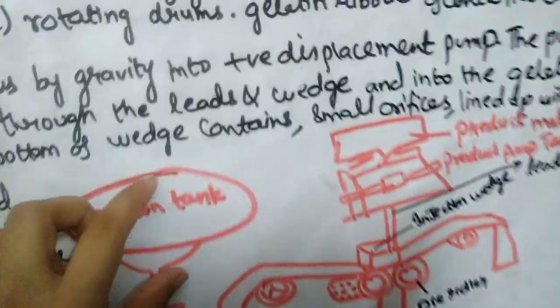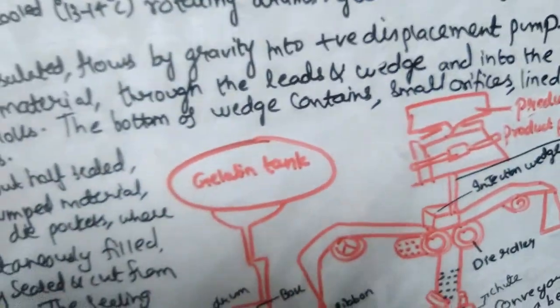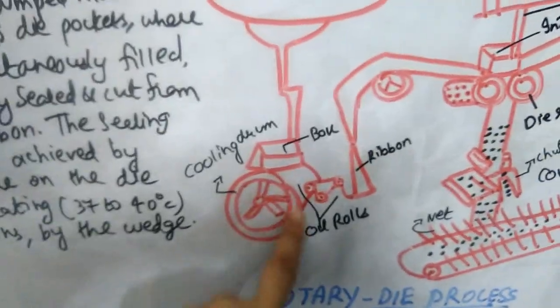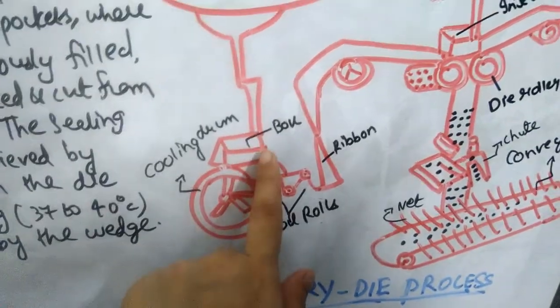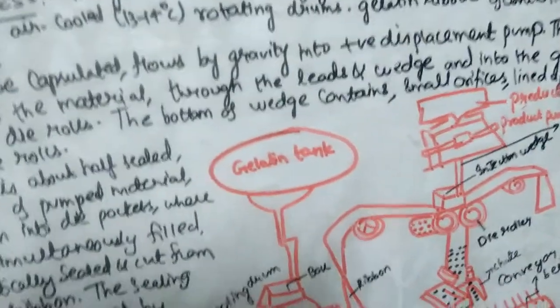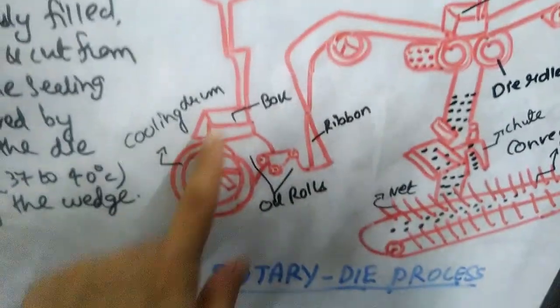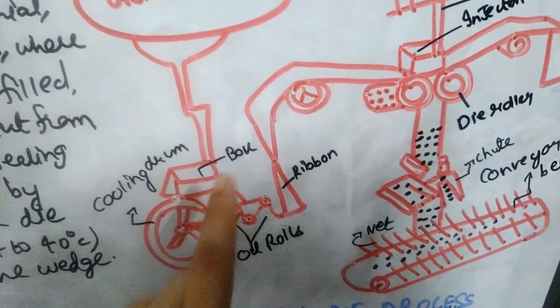Can you see, the gelatin tank is separate and your product tank is separate. The gelatin mass is fed by gravity to a metering device which controls the flow of mass onto air cooled rotating drums. So here is a cooling rotating drum. There is a box, there is a metering device. This metering device will control the flow of mass onto the cooling drum. This is your air cooled rotating drum.